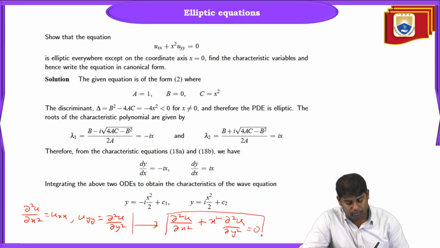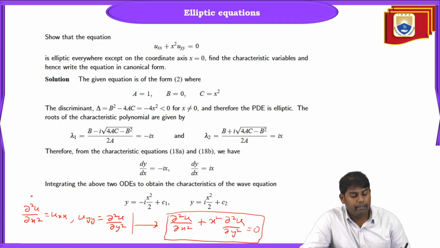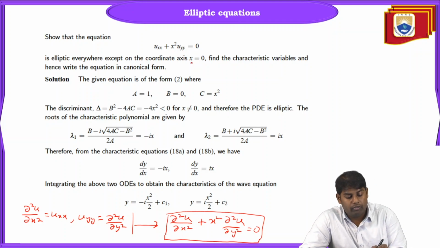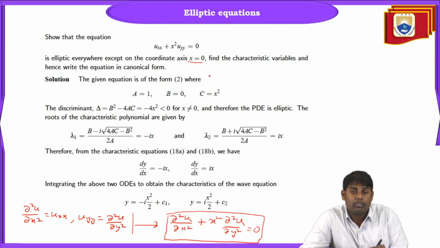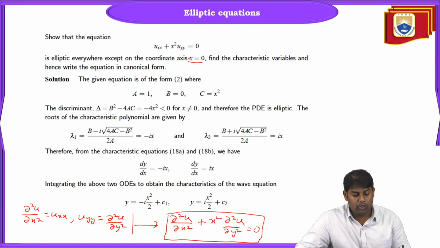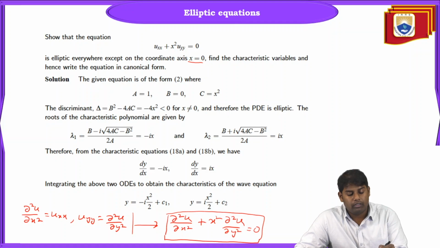We need to see whether it is forming an elliptic equation or not. Here it is given that at x is equal to 0, what happens we also need to find. Okay, so let's do it. Now the value of a here is 1, and b is 0.